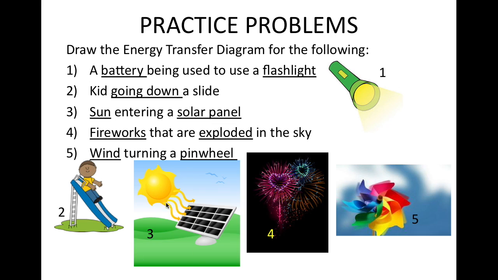The third example here, the third problem, is for you to draw me a diagram for the sun that is entering into the solar panel. The fourth item here is fireworks that are exploded into the sky. And the last thing I want you to do is to draw a diagram for wind that is turning a pinwheel. So make sure that when you're finished with everything, you have your T-notes and you have these 5 energy transfer diagrams finished and ready to show me in class.